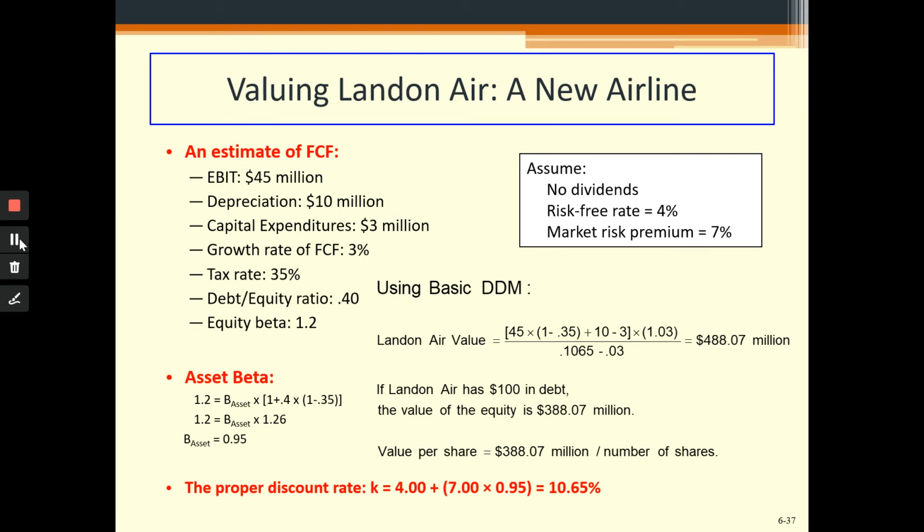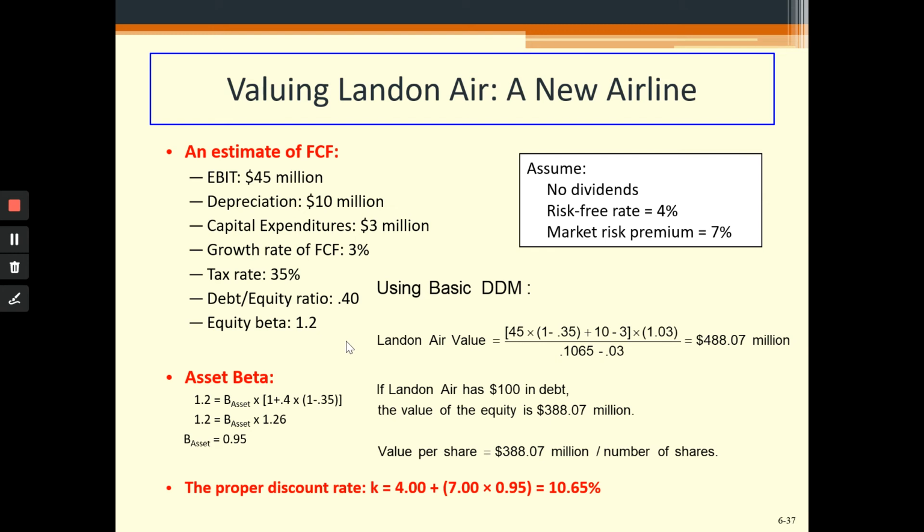Now, here is a question. Here we have the situation where the company is not paying any dividend, and the EBIT is 45 million, depreciation is 10 million, and they have a capital expenditure of 3 million. The growth rate of future cash flow is 3%. The tax rate is 35%. Debt to equity ratio is 0.4, and the equity beta is 1.2.